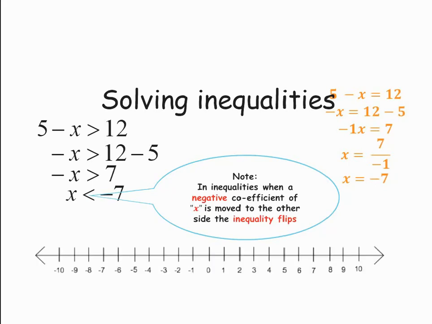Now, how do we represent this onto a number line? x is less than minus 7, so x is any number that is less than minus 7. So where I have minus 7 on my number line, I'm going to draw a circle, and you can see from here that all the numbers that satisfy the value of x could be minus 8, minus 9, minus 10, and so on and so forth. Minus 7 is not included in our solution.